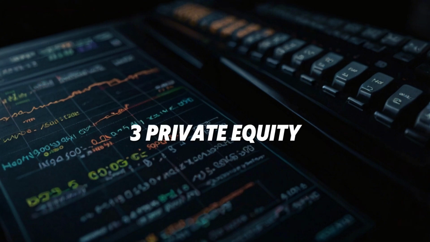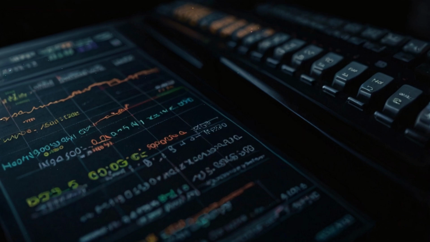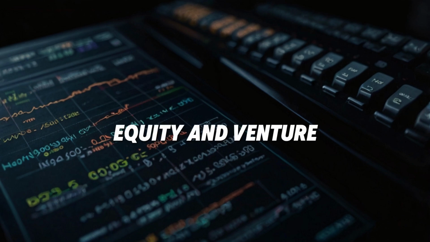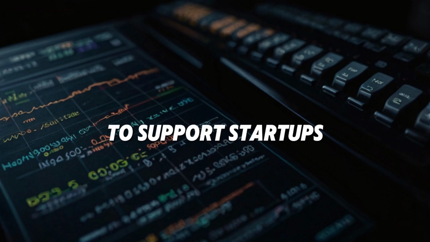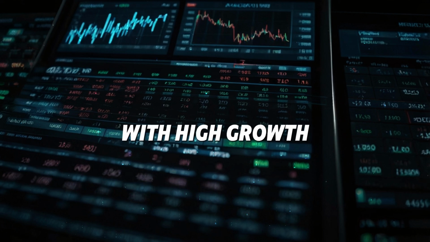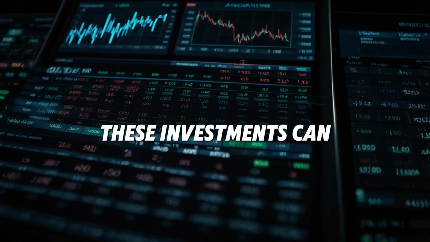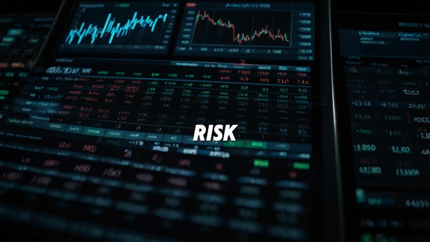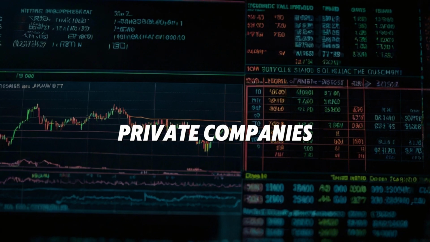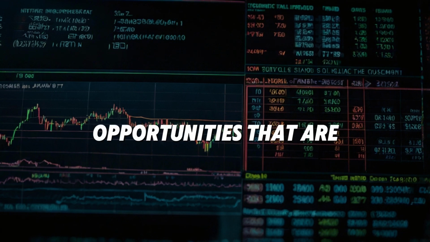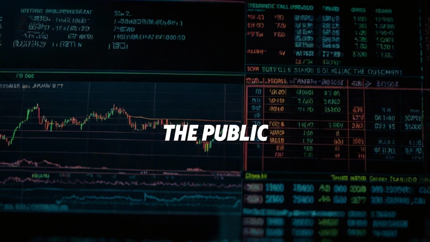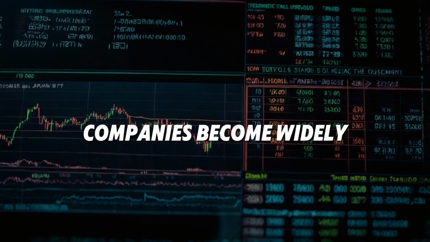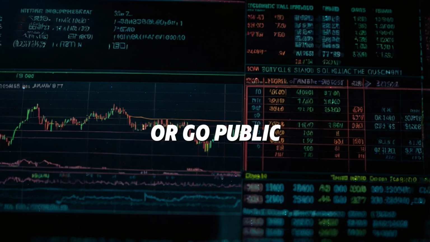3. Private equity and venture capital. Investing in private equity and venture capital allows the rich to support startups and private companies with high growth potential. These investments can yield substantial returns, although they also come with higher risk. By investing in private companies, wealthy individuals can access opportunities that are not available in the public markets, often before these companies become widely known or go public.